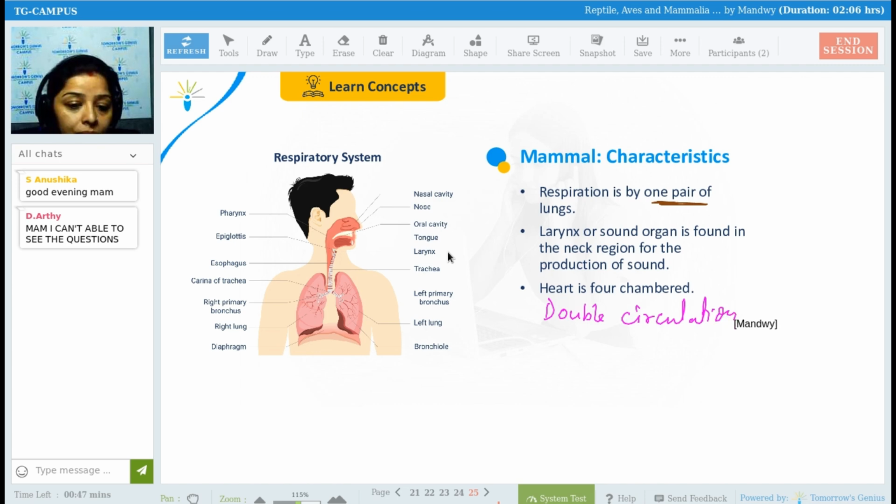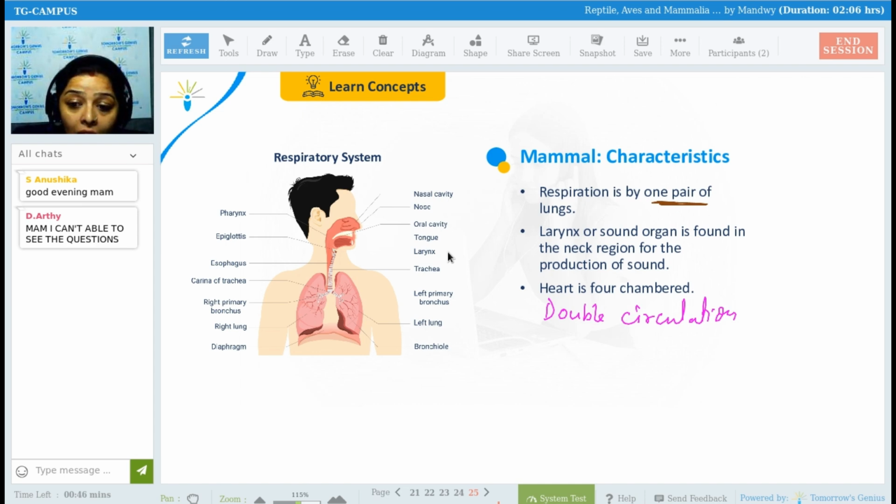Double circulation. Okay. And they don't have sinus venosus. The cavity over the atrium, they don't have. This is completely absent here.